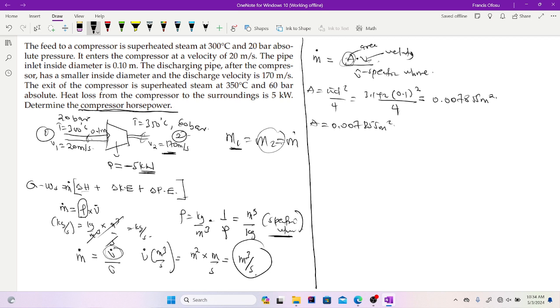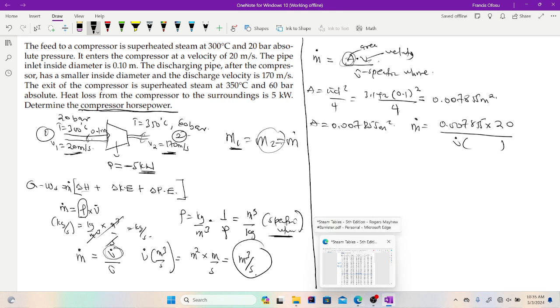Our mass fluid now becomes our area, 0.007855, times the velocity, which was 20 meters per second, all over the specific volume. Now how do you find our specific volume? For our specific volume, we know that the steam is superheated, so we'll go to our steam table.